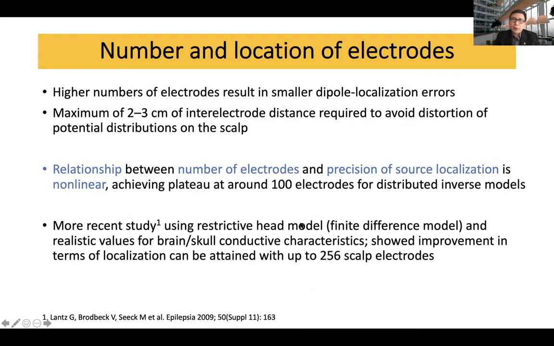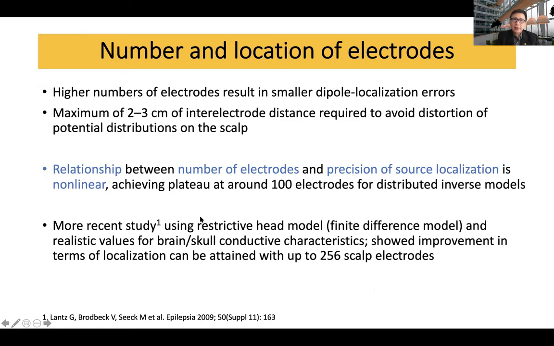How about the number and location of electrodes? A higher number of electrodes results in smaller dipole localization error. A maximum of 2 to 3 centimeters of inter-electrode distance is required to avoid distortion of the potential distribution by the skull. The relationship between the number of electrodes and the accuracy of source localization is nonlinear. It achieves a plateau, which allows wider electrode spacing for the distributed inverse model.